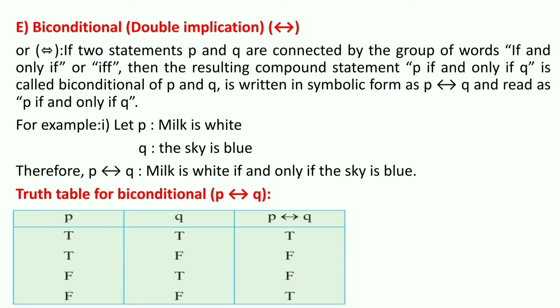Truth table for biconditional. If P is true, Q is true, then the statement is true. If P is true, Q is false, then the statement is false. If P is false, Q is true, then the statement is false. If P is false, Q is false, then the statement is true. That means in this, if P and Q both are the same, then the statement is true, otherwise false.